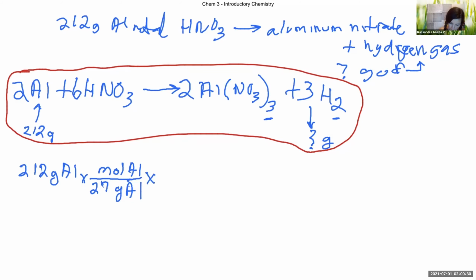Yes. Okay, perfect. And then we're going to go from moles of aluminum to moles of hydrogen gas. Now, I could have gone to moles of nitric acid if I wanted to know how much nitric acid I'm going to use. I could have gone to moles of aluminum nitrate if I wanted to see how many grams of aluminum nitrate I produce. But I wanted to know how many grams of hydrogen I'm producing. So if I look at my chemical equation, what's the number for moles of hydrogen gas?